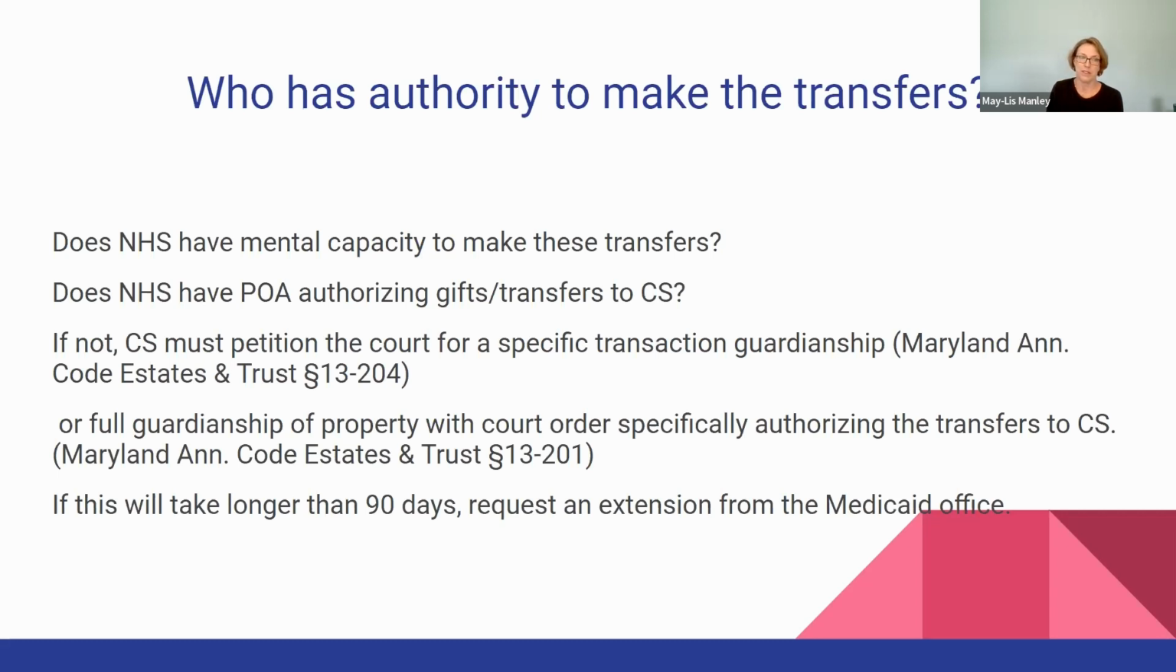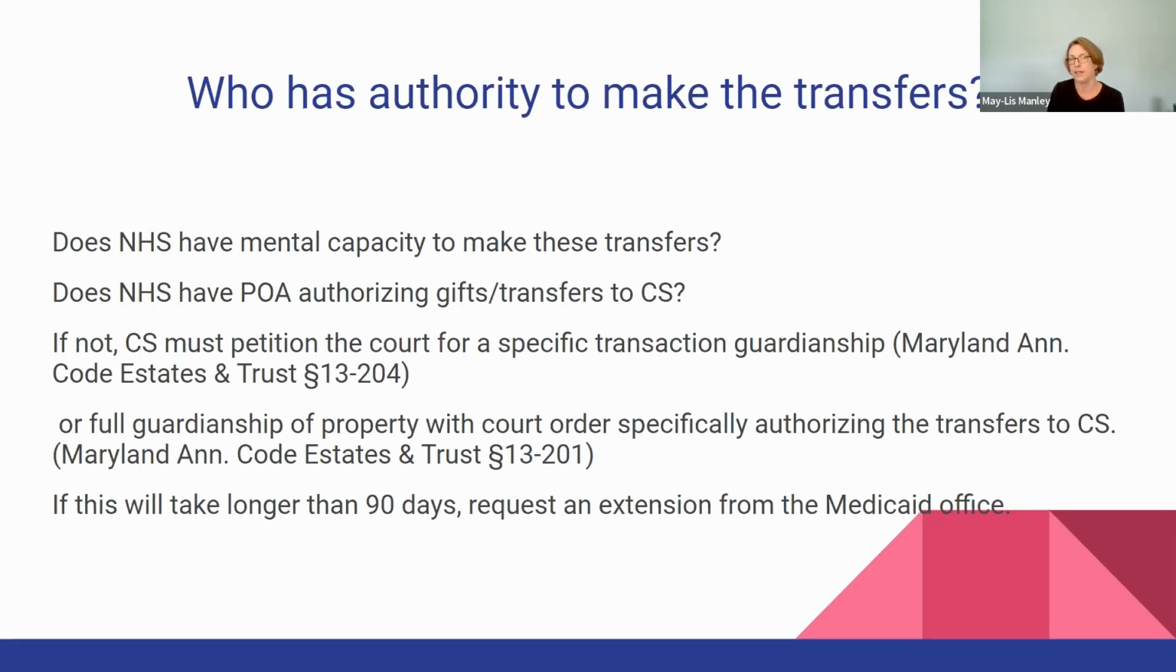If the nursing home spouse does not, then the community spouse must petition the court for a specific transaction guardianship or for a full guardianship of the property. If they're petitioning for a full guardianship of the property, the court order must specifically authorize the transfers to the community spouse. The community spouse cannot just be guardian and transfer assets to herself.